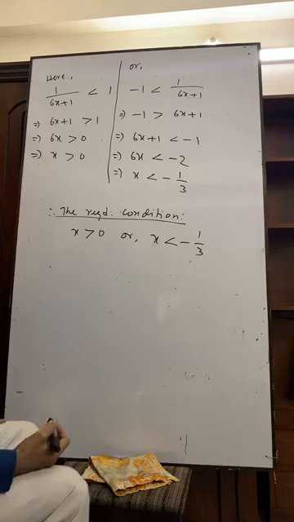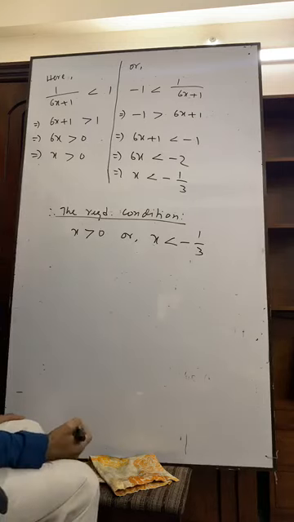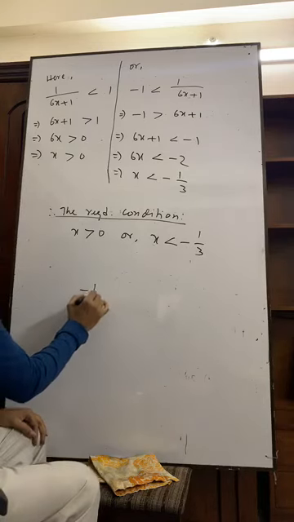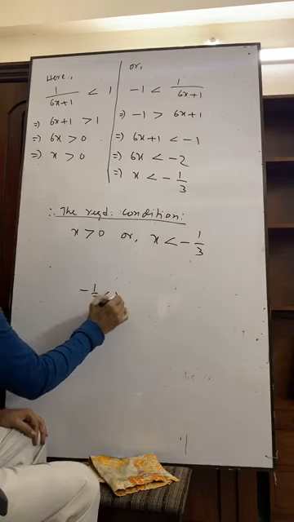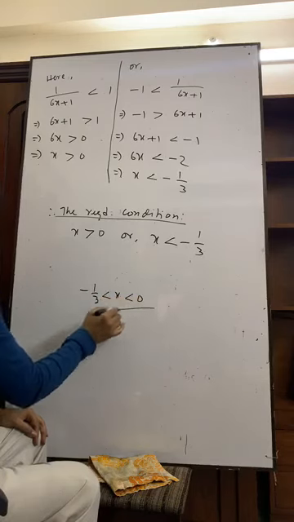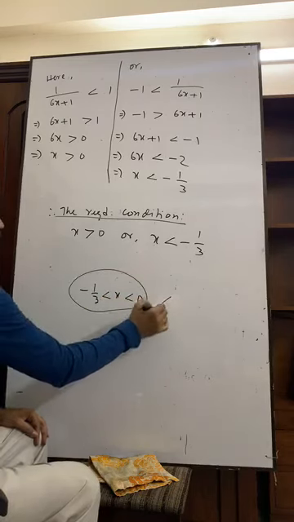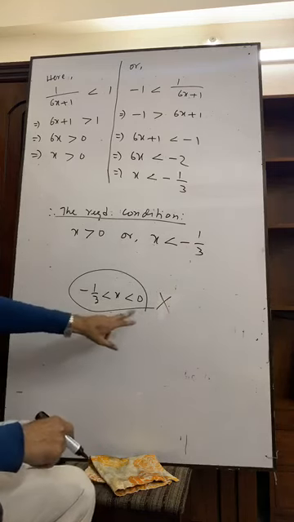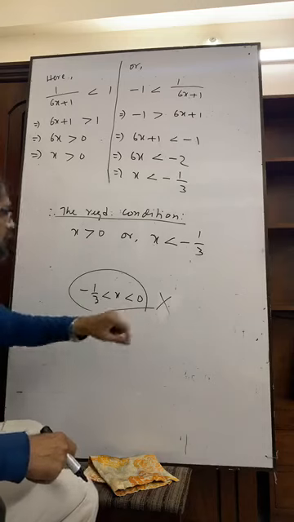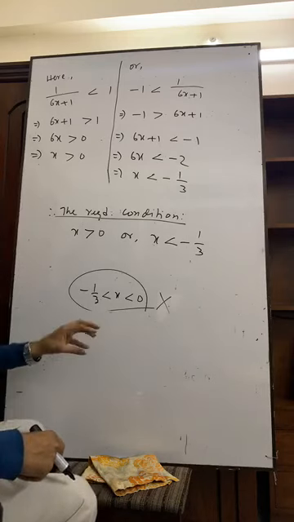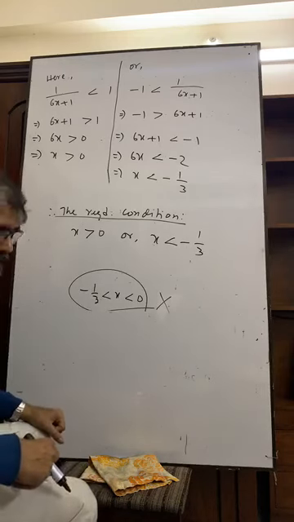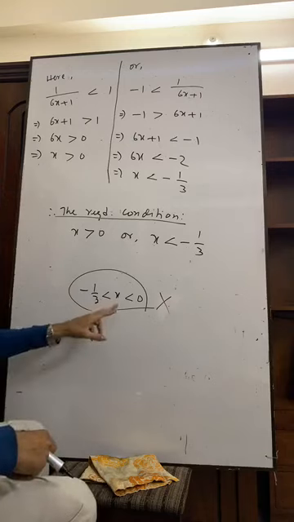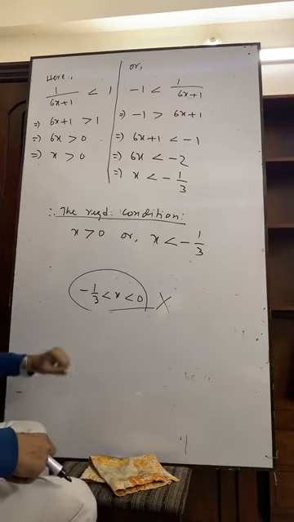I saw too many students writing the answer like this: minus 1 by 3 less than x less than 0. It is absolutely wrong. You will not get marks. I repeat, it is absolutely wrong. But about 90% of the students used to write this.